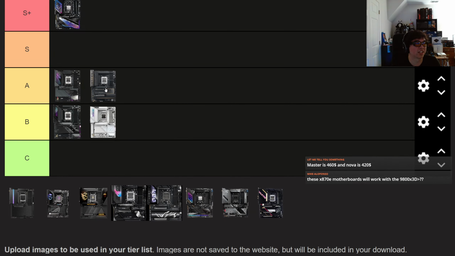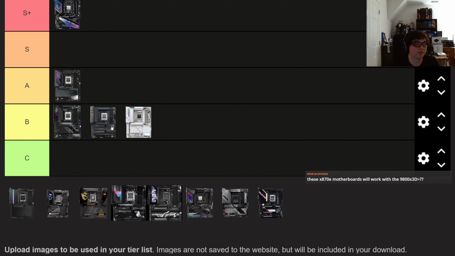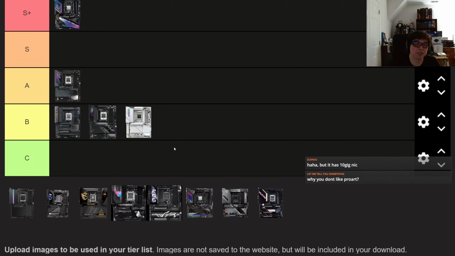So in my original list, I basically let it go to A. But there are so many weird things about the ProArt that I don't like, which is the reason why I dropped it down here. If it's going to be here, it'll probably be in front of the Gigabyte boards. It has 10 gig, yeah, but which do you think most people will actually benefit from: the 10 gig or a postcode? Or the 10 gig or better PCIe slot placement?